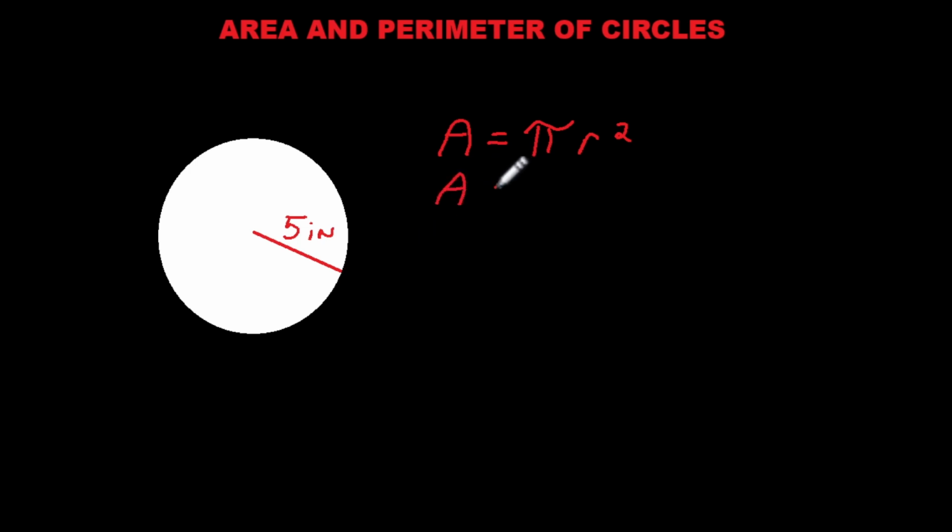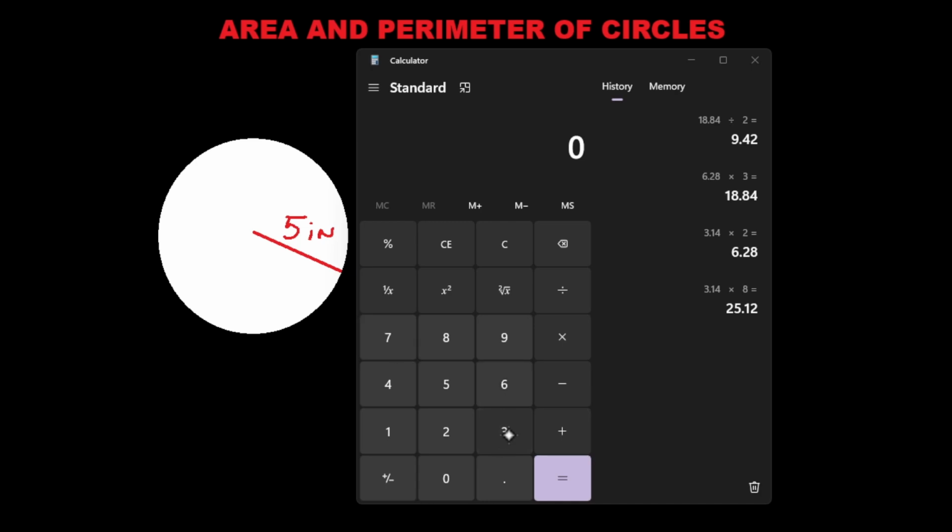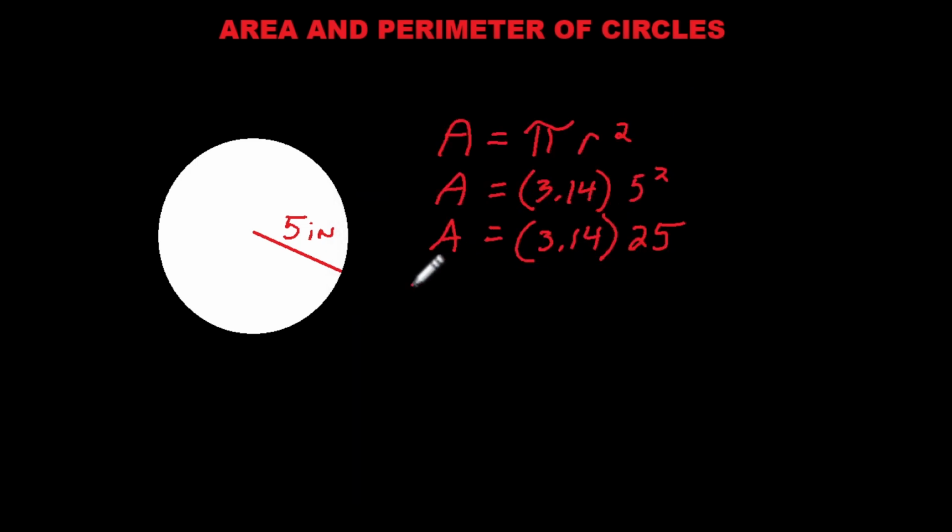I bring down the A because I don't know what the area is first. For pi, we're going to use 3.14. And then our radius is 5, and that's going to be squared. So on the next line, we're going to have 3.14 times 25. And now we'll simply multiply. So 3.14 times 25 is 78.5. So 78.5 inches squared is our units, is equal to the area.